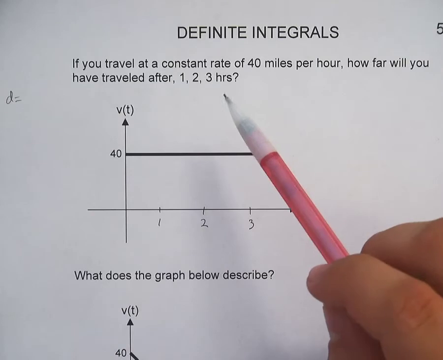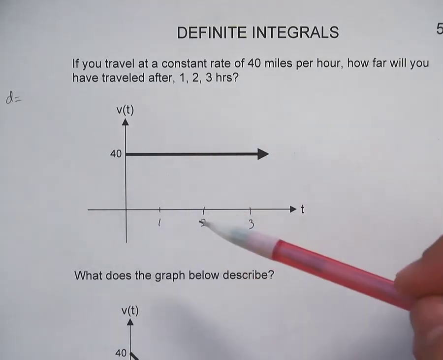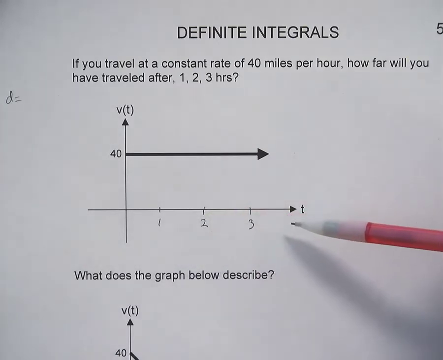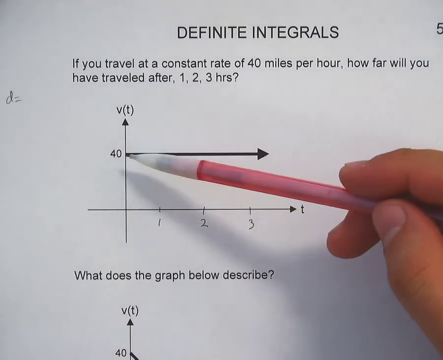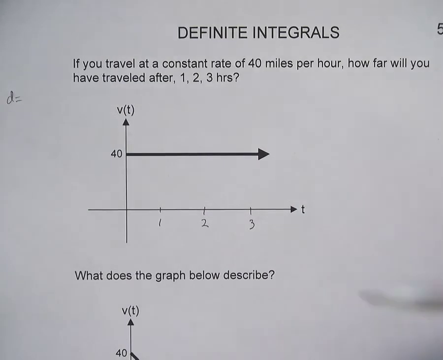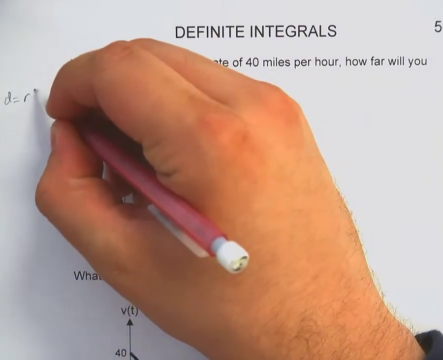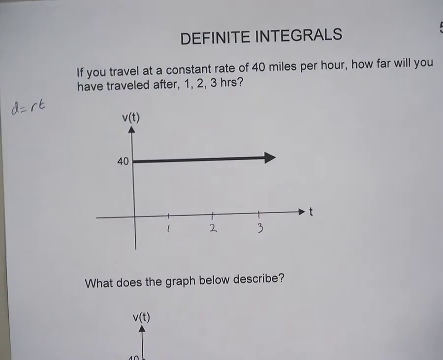All right, so to start us off here, it's a very simple concept. If you travel at a constant rate of 40 miles per hour, how far will you have traveled after 1, 2, and 3 hours? I've got my 1, 2, and 3 hours marked off on T, and my constant rate of 40, my velocity, is graphed on Y. I want you to think about this for a second. Back in physics, how did you discover distance? Well, you take your velocity and multiply it times time, right? Distance equals rate times time. I wrote that over here for you. Your rate is your velocity.